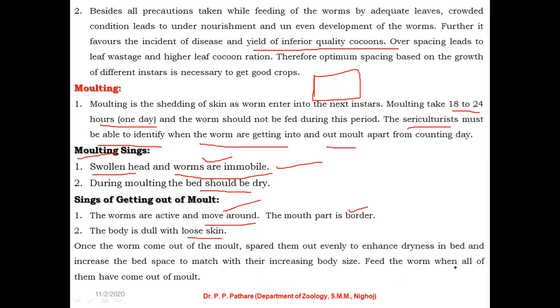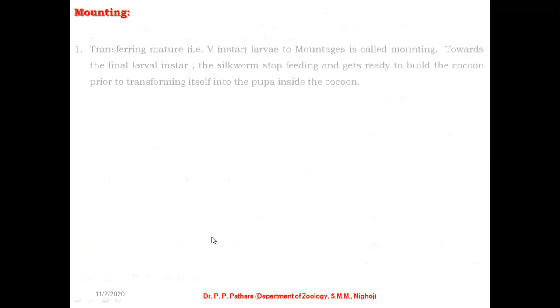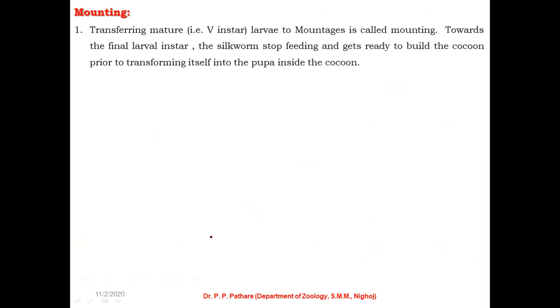Feed the worms when they have all come out of the molts. Again you can start the feeding, that is, provide the mulberry leaves after the molt, because you get a 100% good result from your industry or rearing practices.